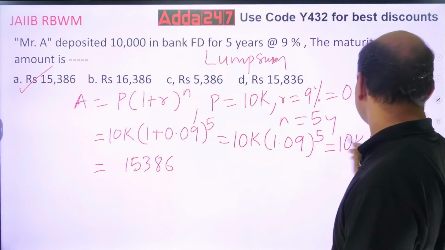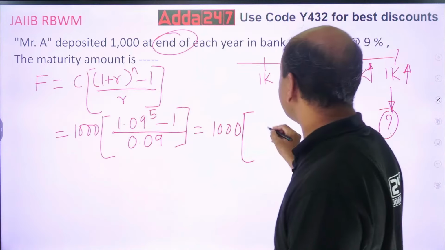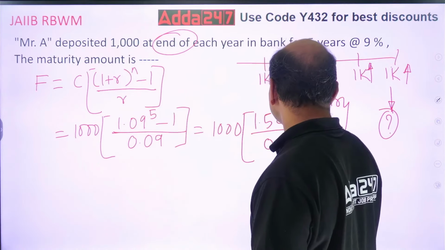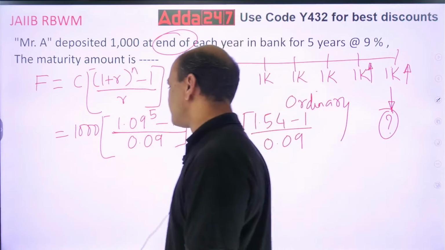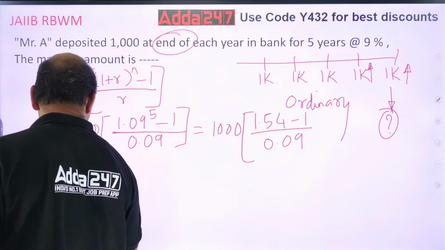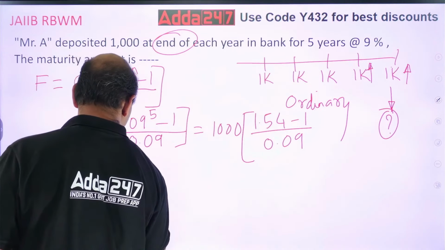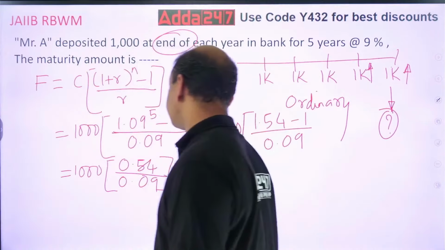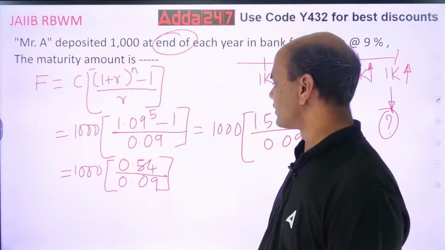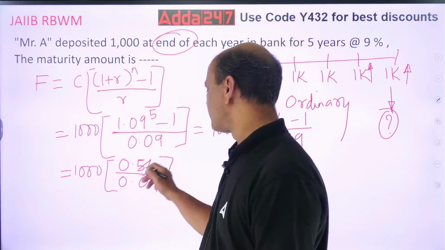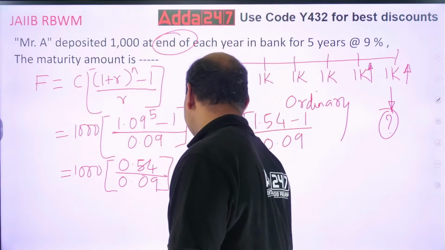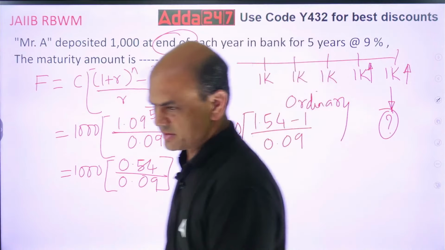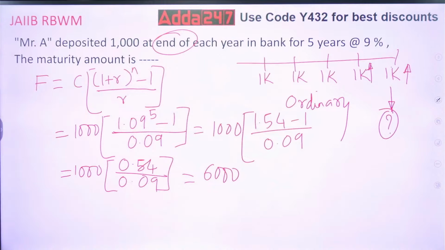What was it? 1.54, right? So 1.54 minus 1 the whole upon 0.09. So that is equal to 1000 into 0.54 divided by 0.09. So solve this. It will be 9 6 the 54, isn't it? So 9 6 the 54, 6,000. So the maturity amount in this case will be 6,000.